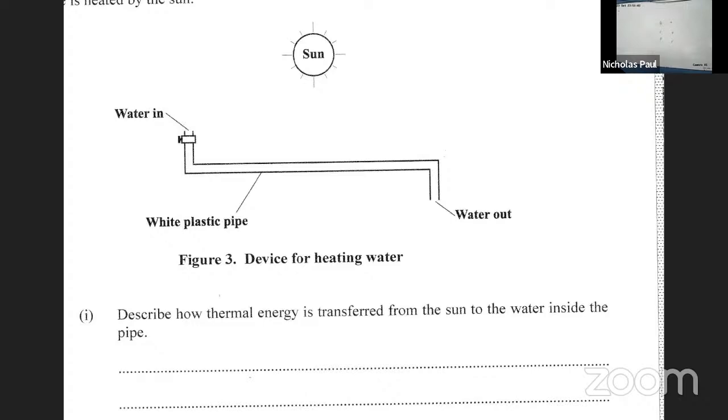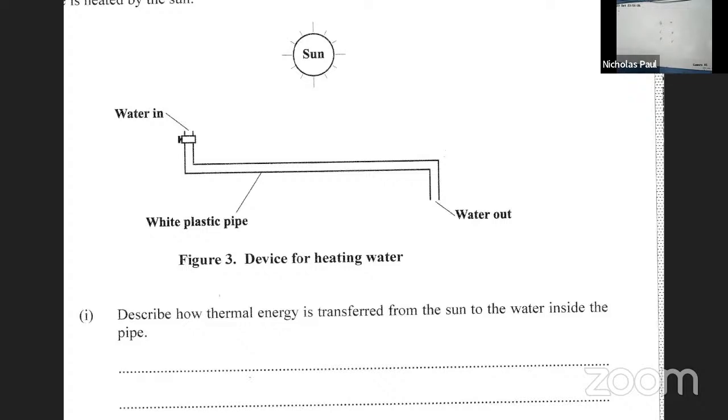So how does the heat from the sun reach the pipe? Radiation, right? So the heat is radiated from the sun to the pipe, and then what? It's poor conduction, but it's still conduction, right? Then it's conducted through the pipe, and then what? And then by convection the heat is transferred to the water. Are you okay with that?